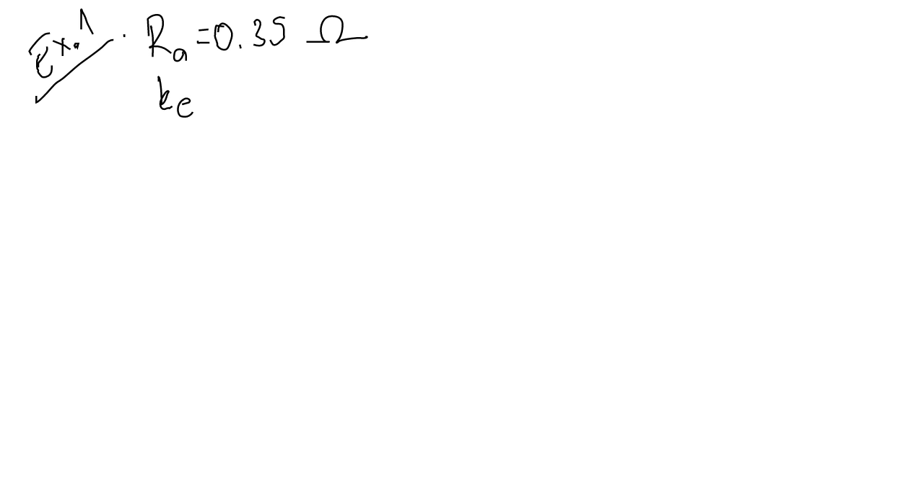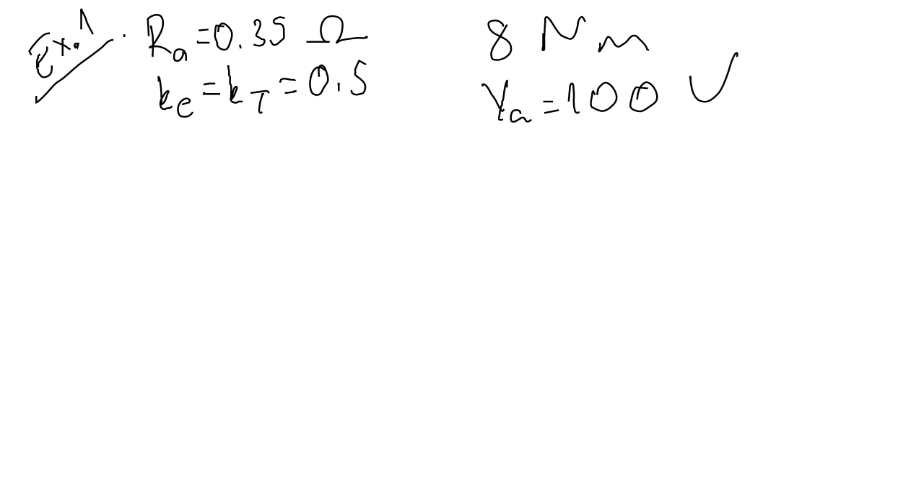So, we're going to continue with the steady state torque speed characteristic of a DC machine. We can solve a simple example. A DC motor has some parameters: armature resistance 0.35 ohm, KT equals 0.5. For a torque of up to 9 newton meter, plot its steady state torque speed characteristic for the following values. Armature voltage is 100 volts.